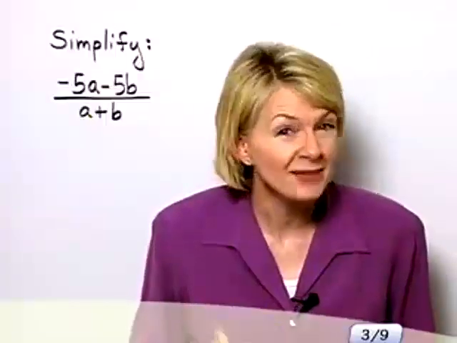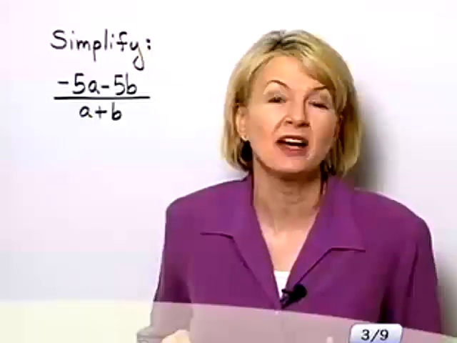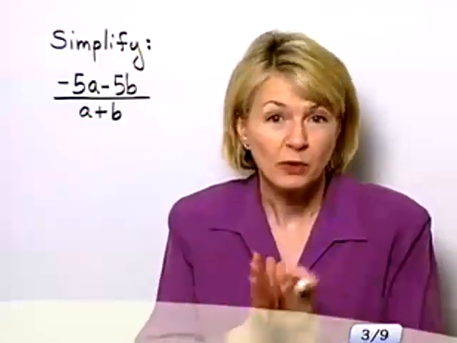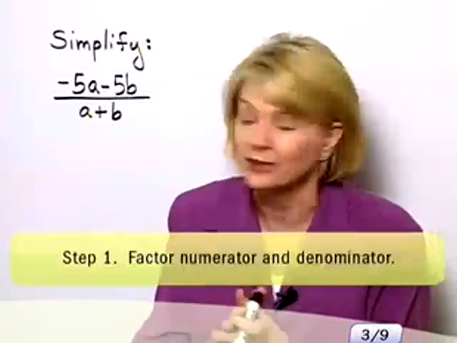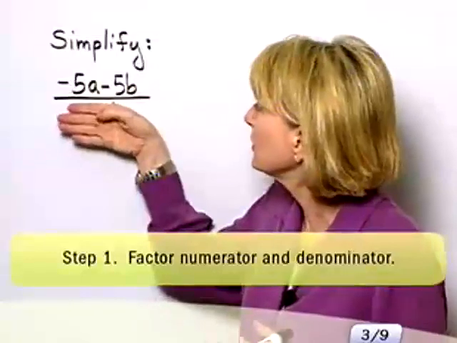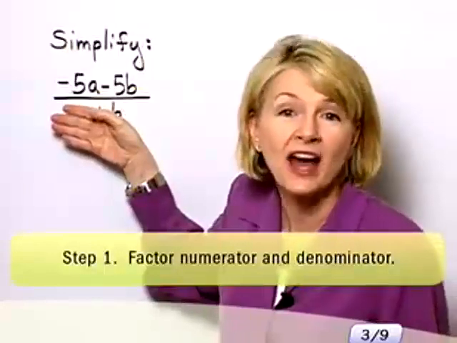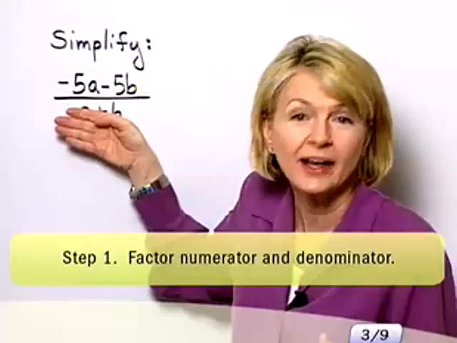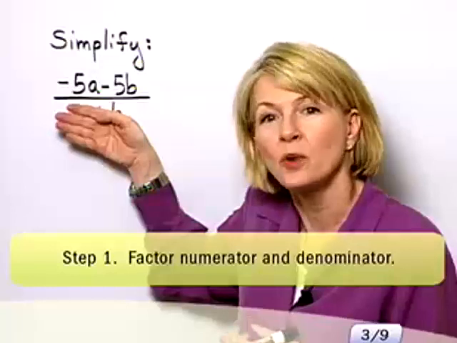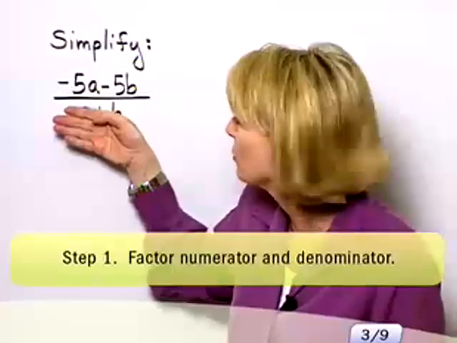All right, so let's simplify this rational expression if possible. We want to begin by completely factoring the numerator and denominator. Look at the numerator alone. What is the first step in factoring any polynomial? It is to look for a greatest common factor if there is one other than 1 or -1.